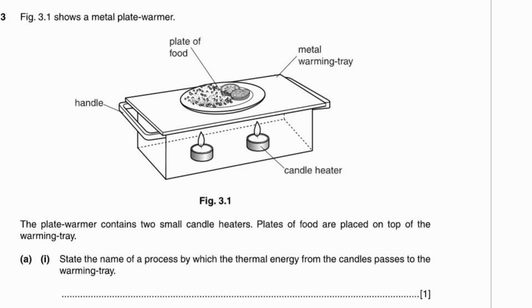Well, there's 2 ways it will pass. One is through radiation, from the heat being radiated, and the other one is through convection. So just pick one of them. I'll go with convection because it looks like they've tried to put a reasonable distance in between the candle and the plate being heated. But you'd also get a mark there if you put radiation as well.